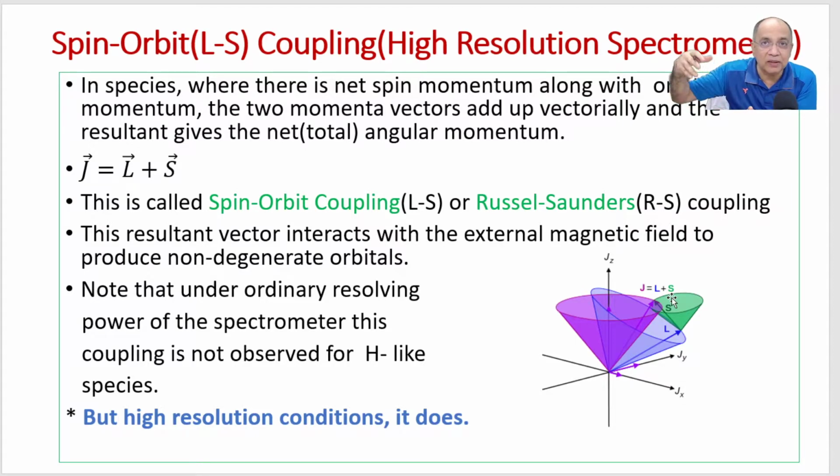Now the L vector and S vector, they go away, they vanish. In their place, the resultant vector takes command, and that interacts with the external field in the Zeeman effect to produce different non-degenerate quantum states. You understand?